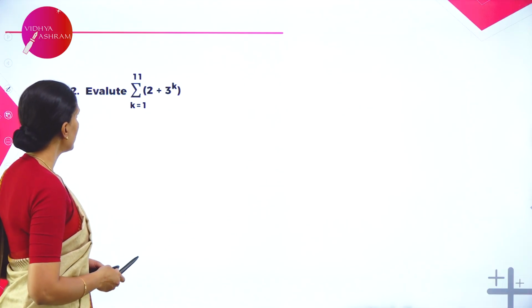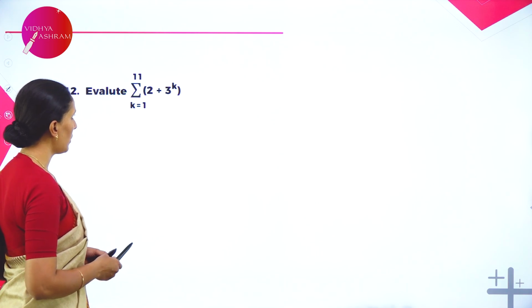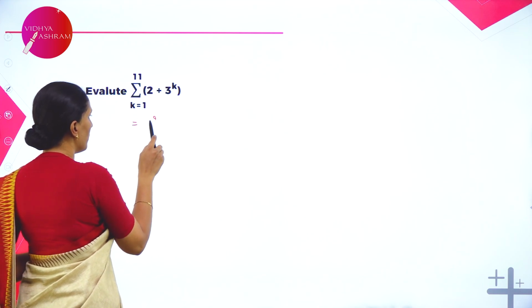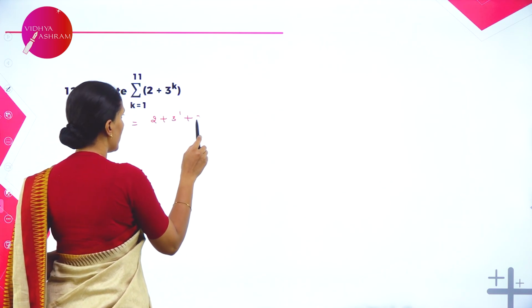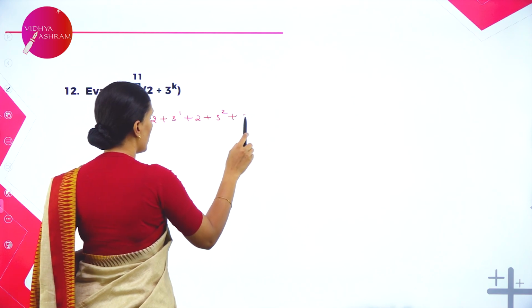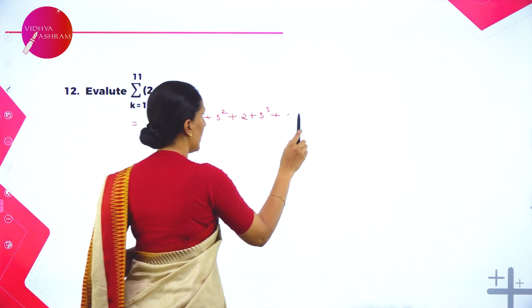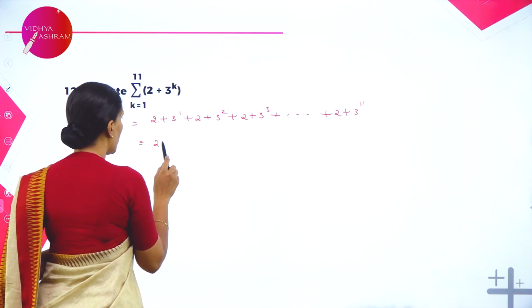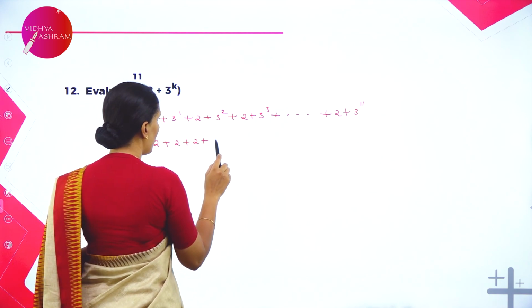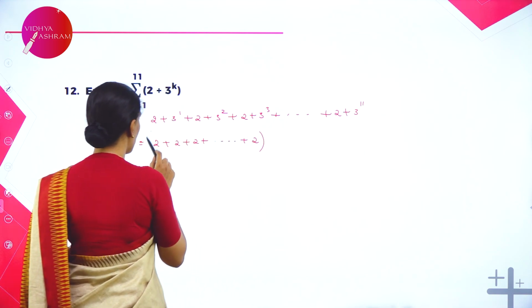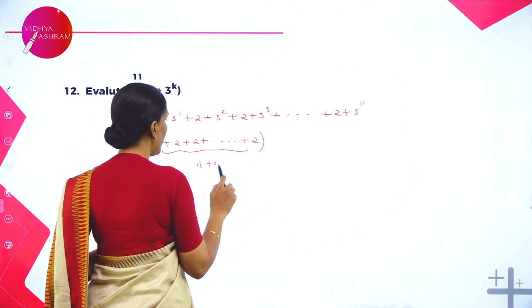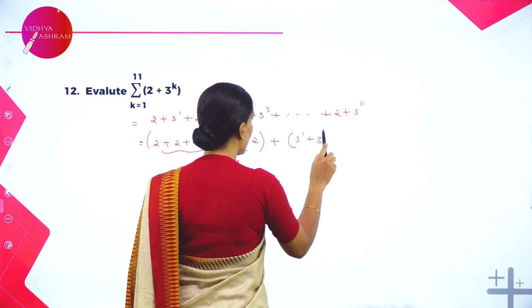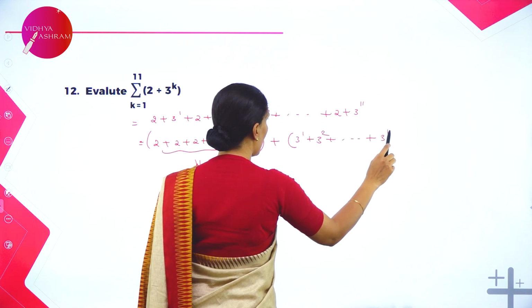Next one, evaluate summation from k is equal to 1 to 11 of (2 plus 3 to the power k). So let us expand this by substituting the value of k. First one is 2 plus 3 power 1. Next is 2 plus 3 square, 2 plus 3 cube, until 2 plus 3 power 11. Now let's separate this. 2 plus 2 plus 2 plus up to where? 11 terms. So all these are 11 times repeated. Similarly, this 3 power 1, 3 square up to 3 power 11.